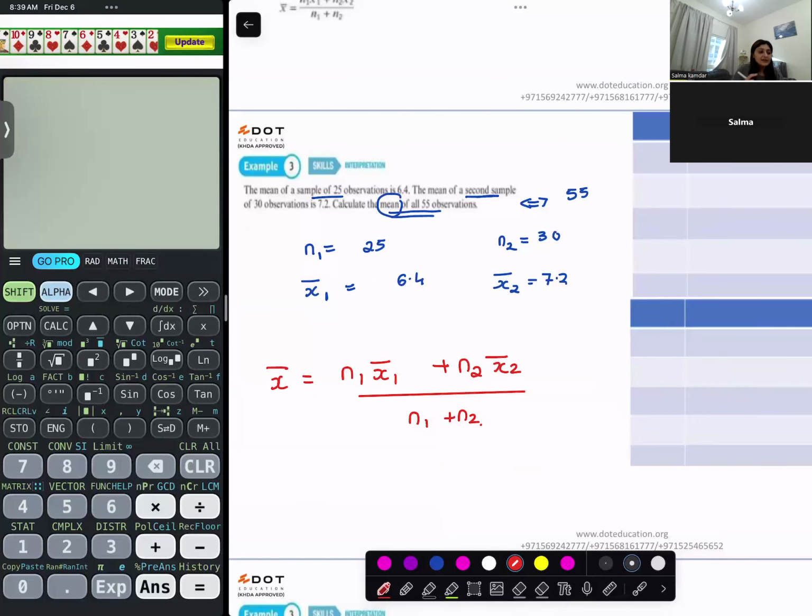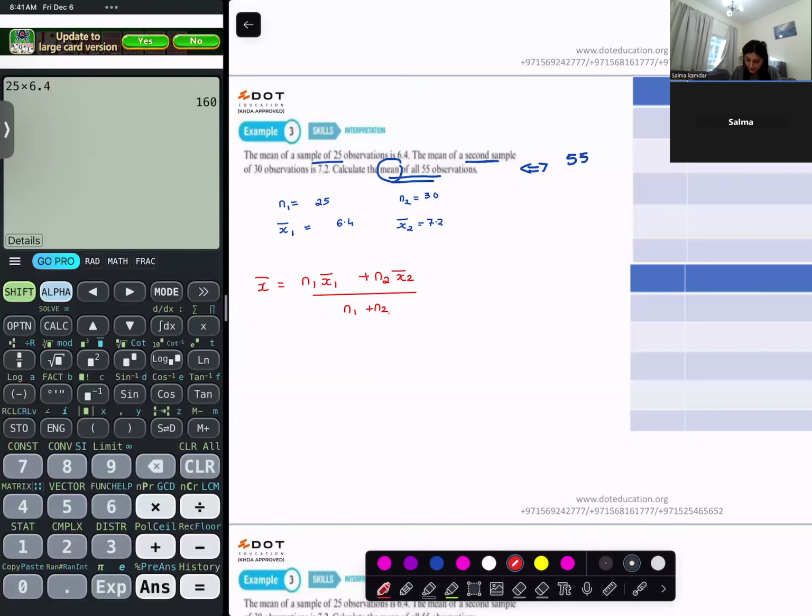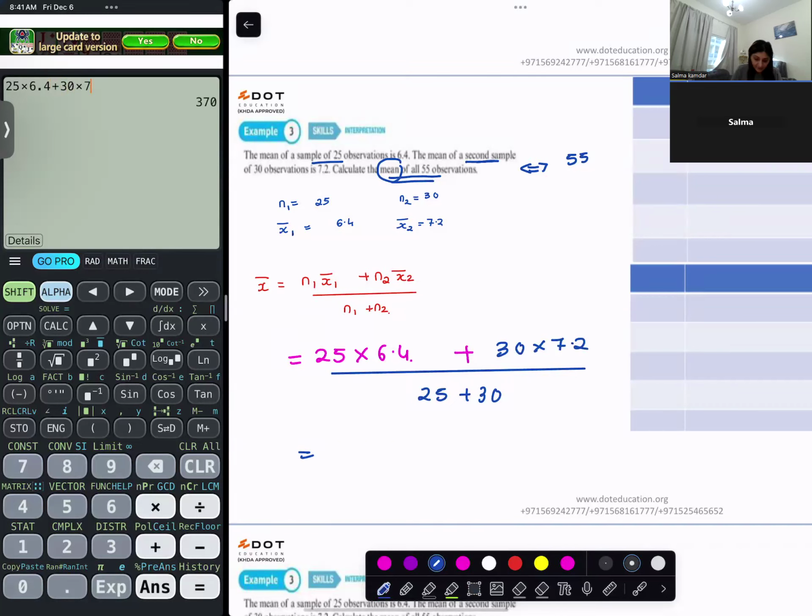Let's see. I have the number of observations of set 1, so I just substitute the values of what I have. My n1 is 25, the mean of the first sample is 6.4, plus my n2 is 30 and the mean of the second sample is 7.2, over n1 plus n2, that is 25 plus 30. Please note it is important to write it over here. So plus 30 times 7.2.